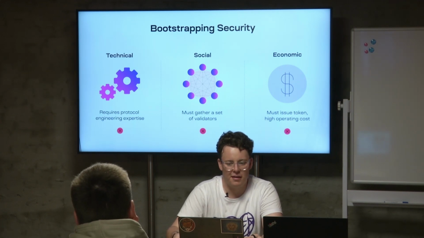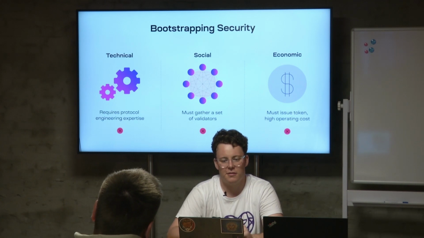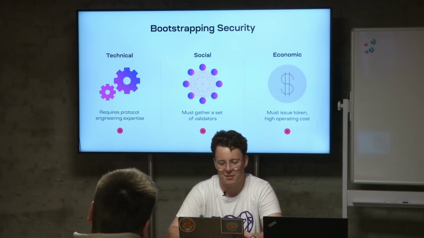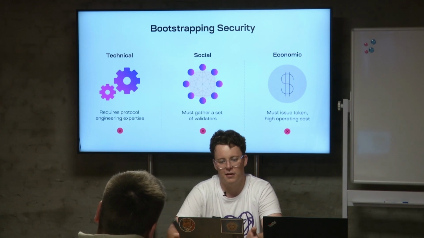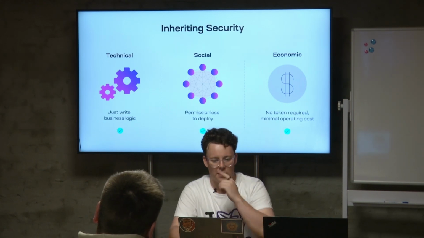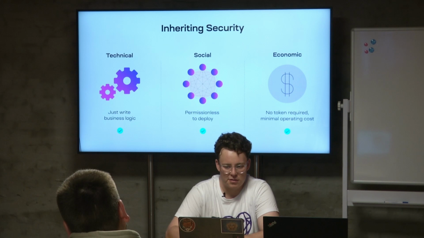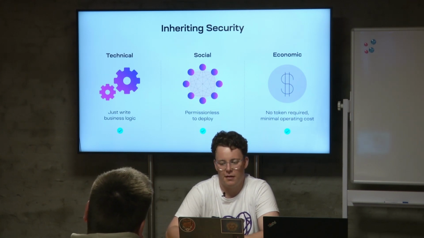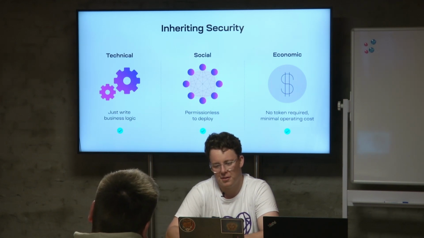So what this looks like between running your own L1 or running a rollup: the biggest lifts for bootstrapping security are that it requires a ton of engineering expertise. You also have to gather a set of validators and then coordinate with them to run their validators. You also have to issue a token, which has a high operating cost. Lots of things to figure out there. When you inherit security, the technical requirements are a little bit lower. You can pretty much just write the business logic. You can deploy permissionlessly. You don't have to coordinate with 100, 200, 300 people to do that. And there's no token required. You could use another token like TIA. You could, I guess, do pretty much anything else you wanted.